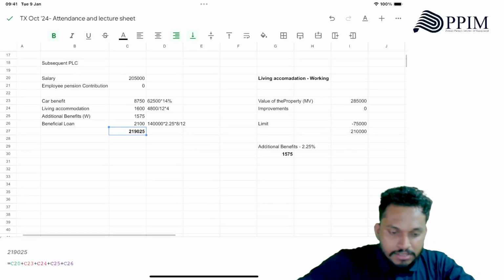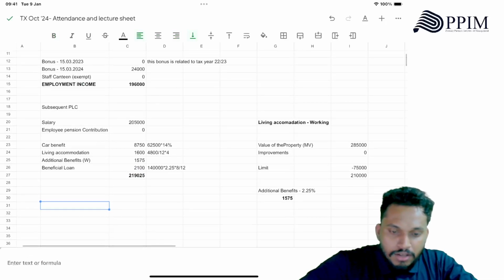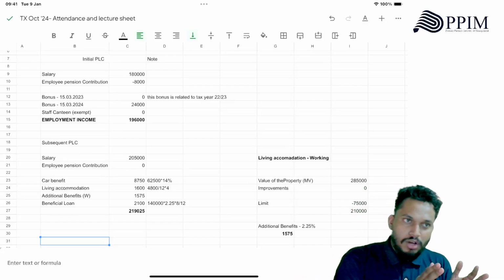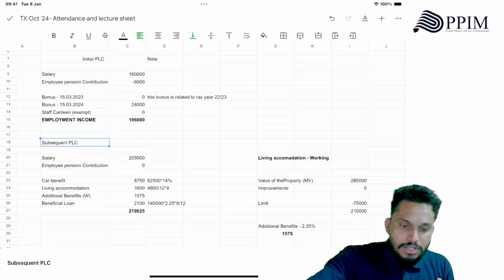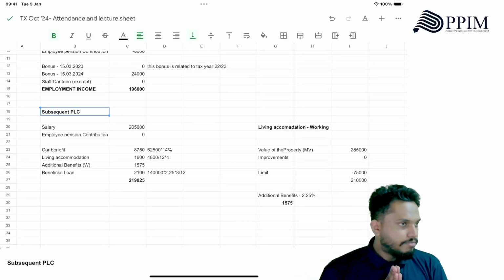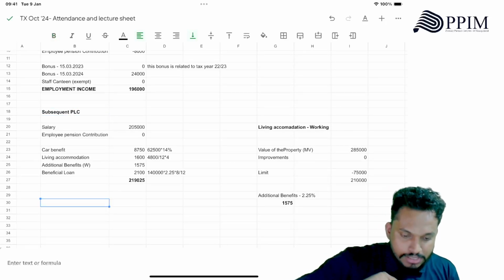Did you understand what he's saying? What he's telling is, now your income level: income for the initial PLC, you are going to get 196,000. Income from the subsequent PLC, you are getting how much? 219,025.